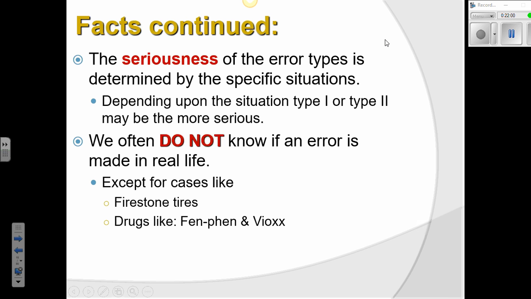Fen-phen and Vioxx were weight loss drugs. They ended up giving people heart attacks, from what I remember. Oops. So beware when you take medications. Side effects are a thing.